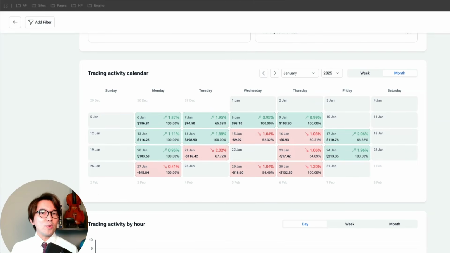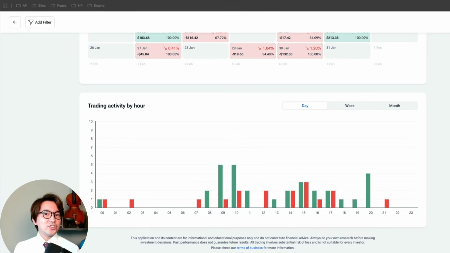And a feature I want many traders to utilize is this trading activity calendar. In the monthly calendar format, your daily profit and loss and win rate are color-coded. For example, in my case, a $186 profit on January 6th and $103 profit on January 20th. You can grasp which day generated big profits and which days concentrated losses, just like flipping through a diary.